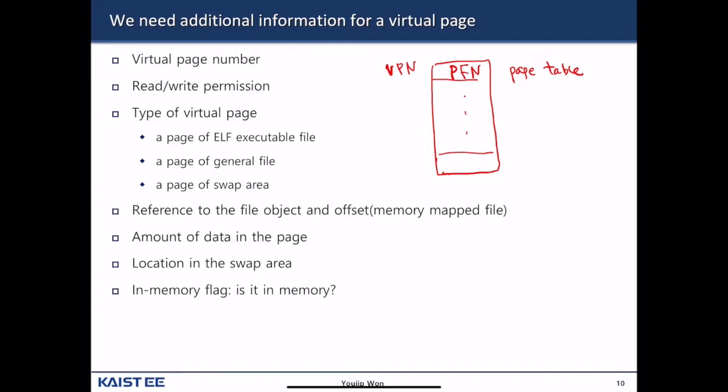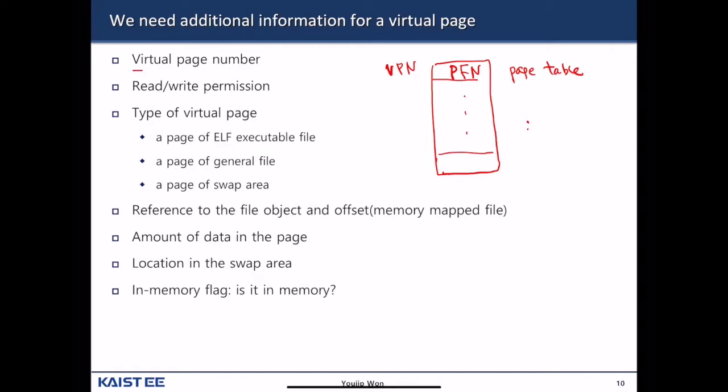But to implement virtual memory, we need more information about individual virtual pages. For example, we have to understand what the disk location of a given virtual page is, or whether a given virtual page is file-backed or in memory only. So definitely we need an additional set of information for each virtual page, and we have to define a data structure for each virtual page that contains this additional information.